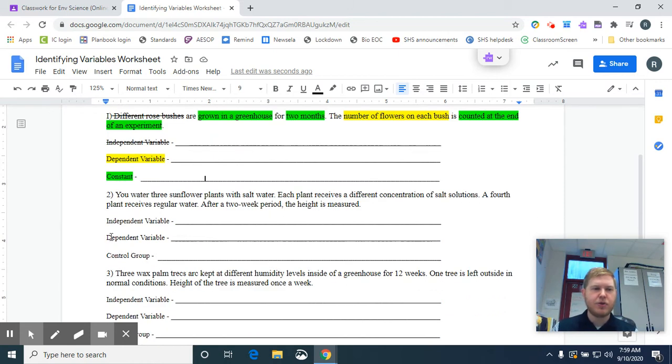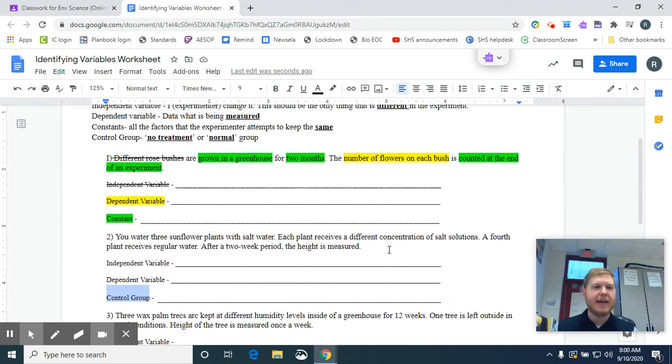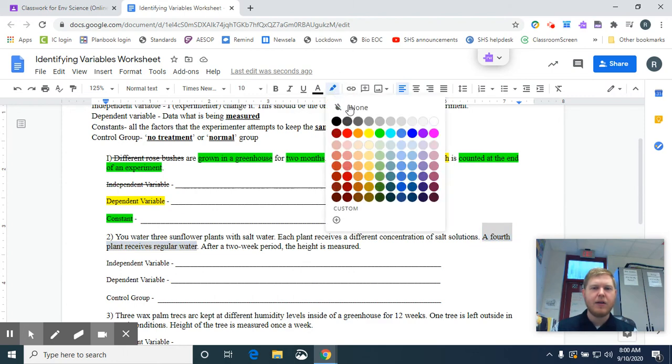And we're going to talk about the control group because we didn't have a control group up here. We had constants. So the control group is going to be, if I look up here, sorry about that, normal or no treatment. So you might think about what gets normal. I look here, you water 3 sunflower plants with salt water, and then a fourth receives regular water. Well, that's like normal water. So the fourth plant that receives regular water or normal water is going to be my control group.